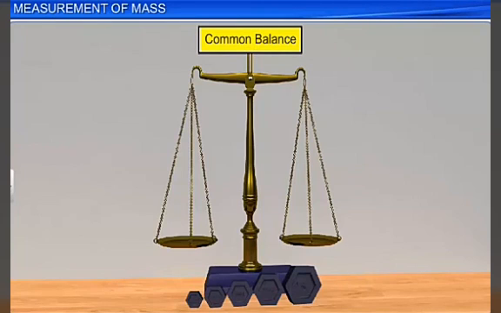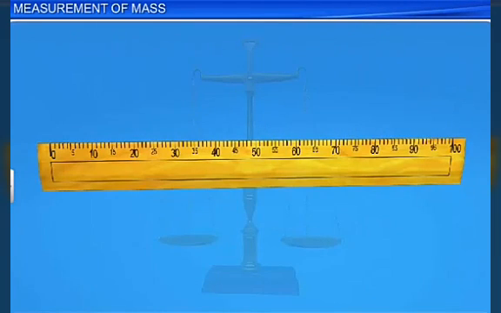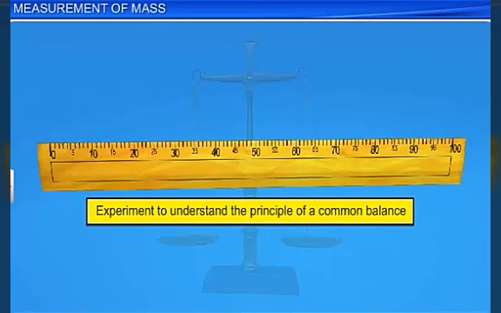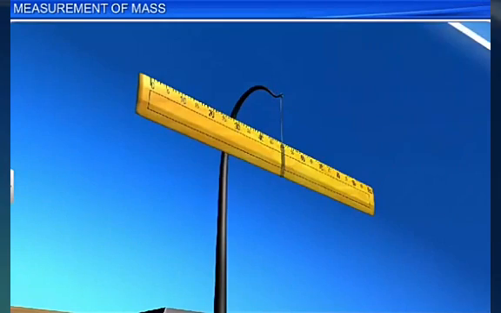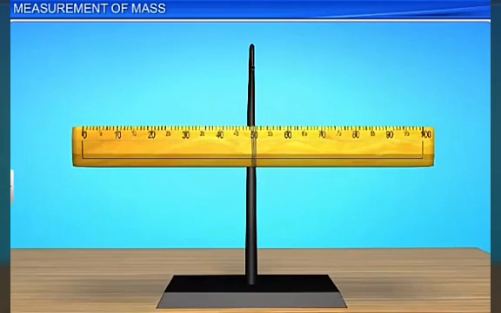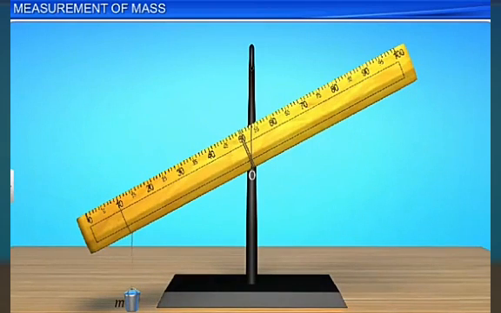To understand the principle of a common balance, let us conduct an experiment using a meter scale. Take a meter scale. Suspend it from its center, the 50 centimeter mark, by means of a thread such that it is horizontal. Mark the center of the scale as O. Suspend a known mass M on the left side of the scale at some distance from the center, say at the 10 centimeter mark, such that the scale tilts towards the left side about center O.